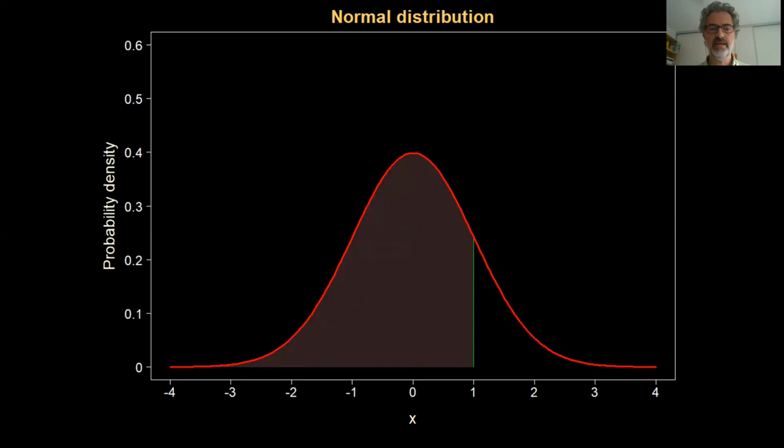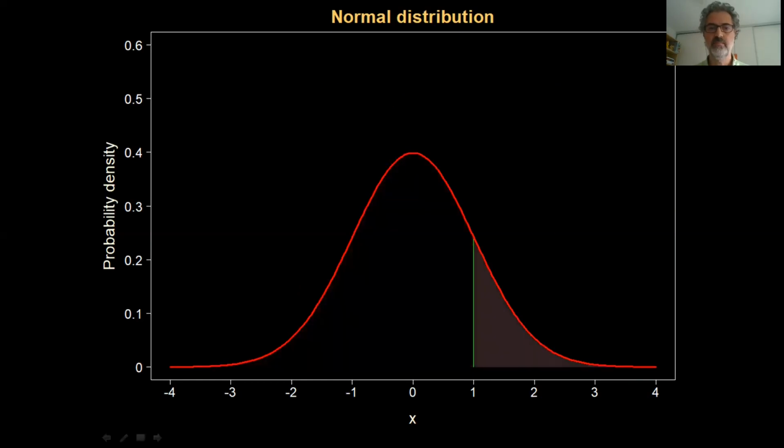So at the point that I have indicated with 1, what is this area? Well, it is about 84%. So the area from far left all the way up to 1 on the normal distribution is equal to 84%. And because the whole thing is 1, this means that what's left must be 100 minus 84%, which is 16%. So 84 plus 16 is 100.